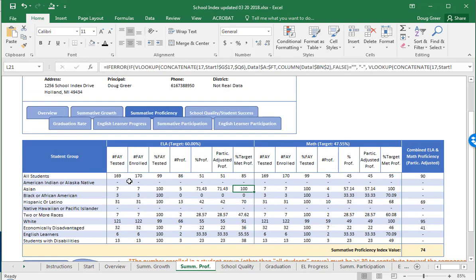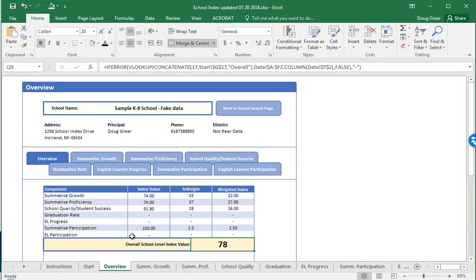Again, just as a review from the first session, anything that has at least 30 students that should have been tested will be averaged over here on the right hand side. Anything that has more than 10 will be reported when this is publicly released. Anything with less than 10 will be suppressed. And each of these scores are equally weighted, not weighted by the number of students in the subgroup, to get the overall 74, which ends back up on our overview page for the summative proficiency of 74.